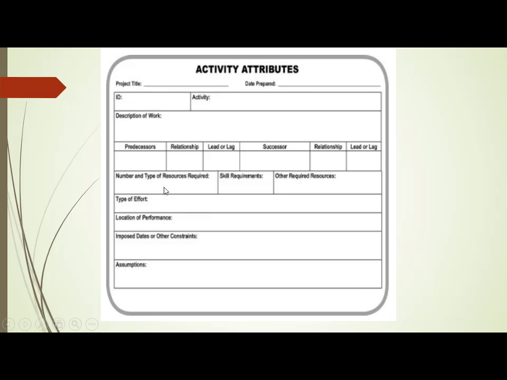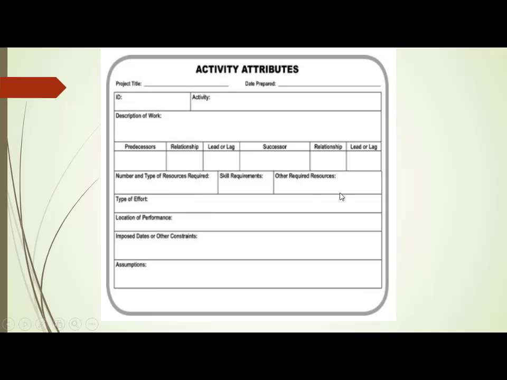For example, you have an activity called making the DTP for that particular advertisement. How many resources are needed? Say 1 resource is needed. What is the skill requirement for that resource? He needs to know Photoshop. What are other required resources? Probably you need a content writer, because you may have to write the content for that particular advertisement. What is the type of effort? The type of effort is manual, because manually you are writing the content. Location of performance: where is that particular work going to be done? All those things you are going to write down in this activity attribute.